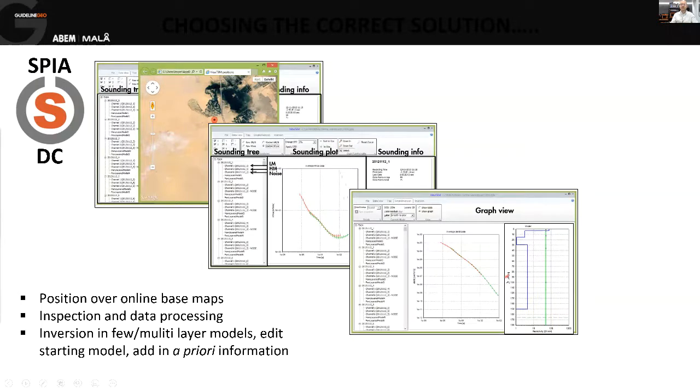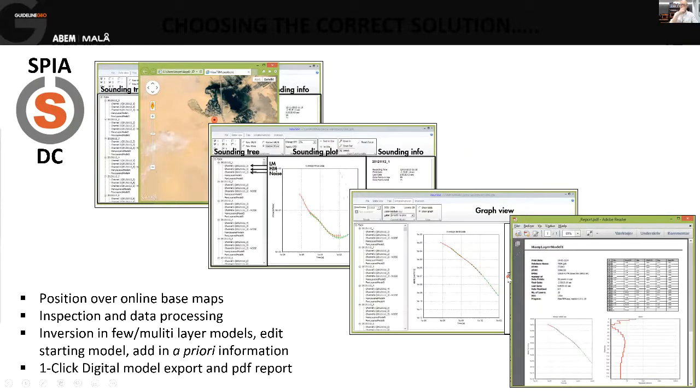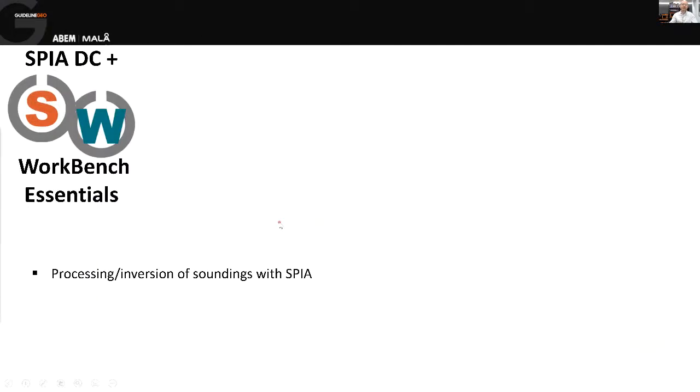At the end, as our end result, we've got a single button press PDF report. So we can take our sounding, press a button, and we get a one-pager PDF that shows us our sounding plus our model plus header information about how and where that data were collected, which can be really useful for putting in appendices of reports or firing out to customers.